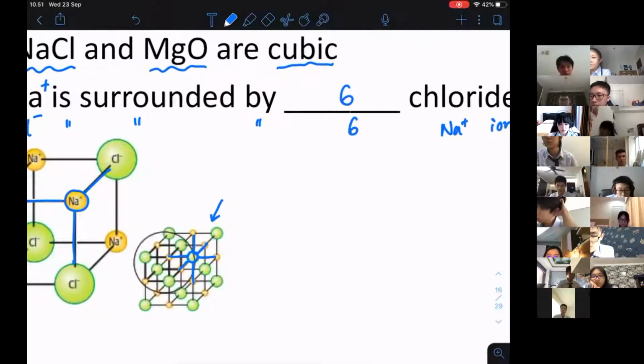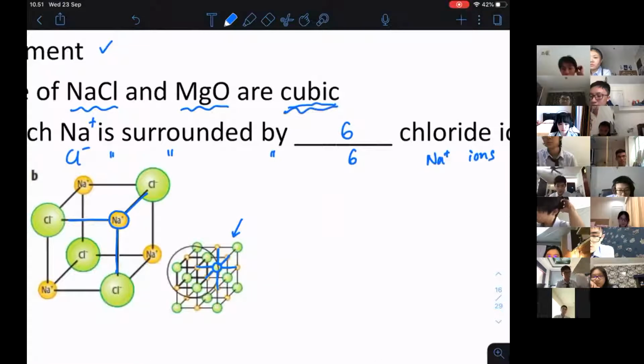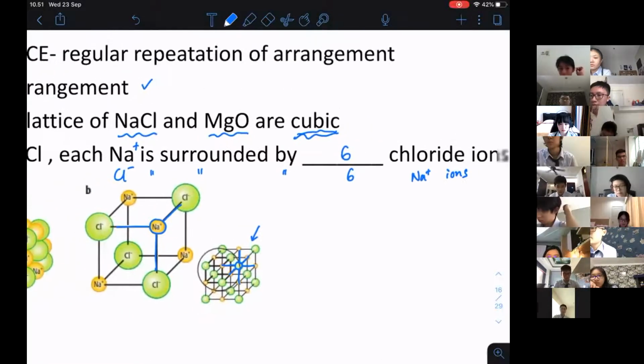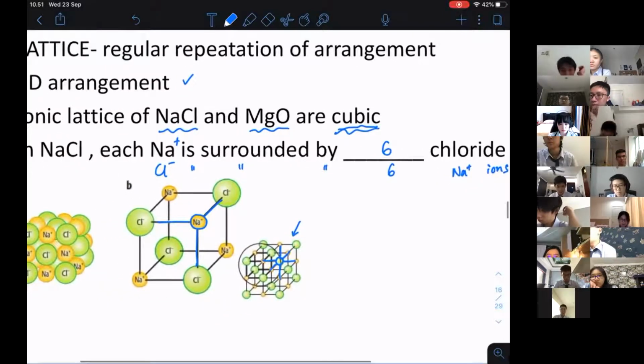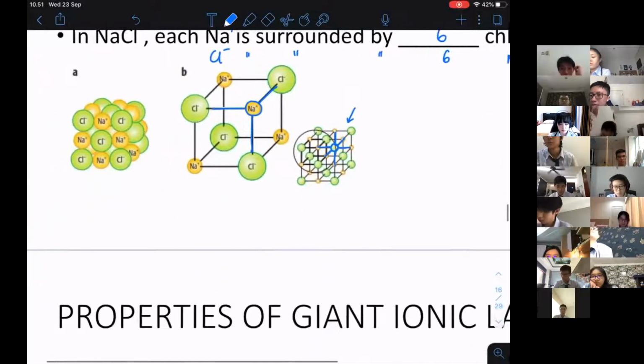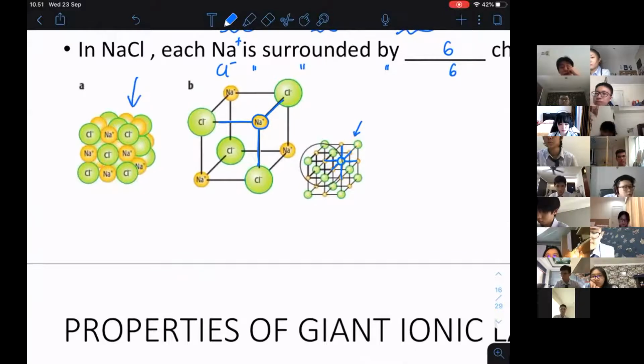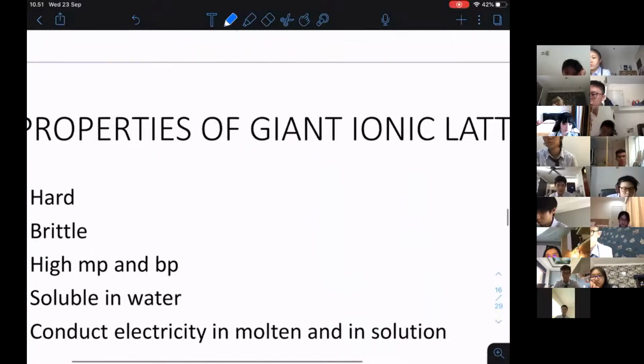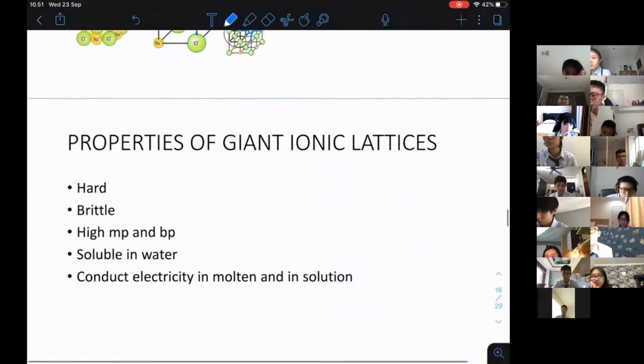Because of the cubic structure, they are going to face 6 other atoms, in this case ions, 6 other ions. So they are going to be arranged. Do remember, this is just a simple representation. There are many cubes. Let's look at the properties of these giant ionic lattices.